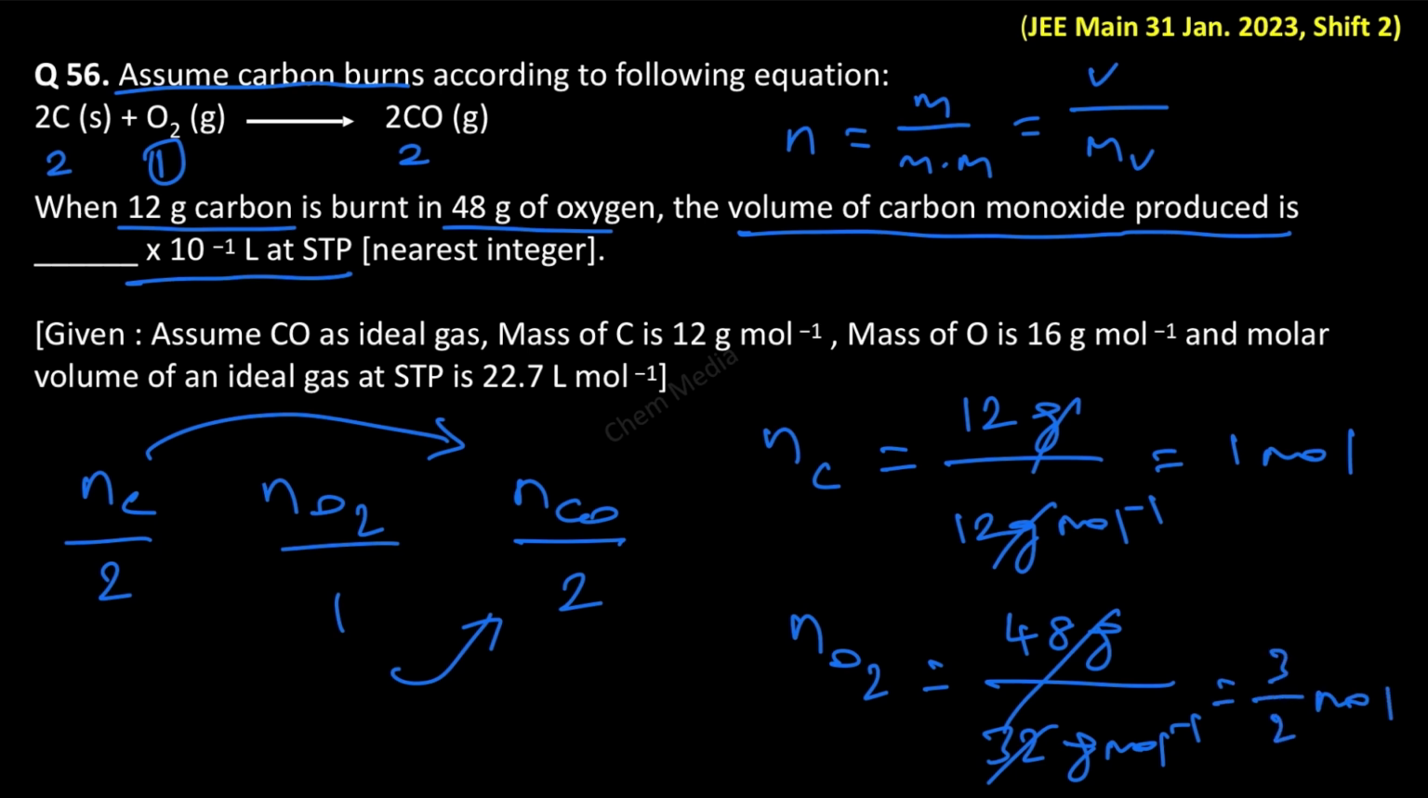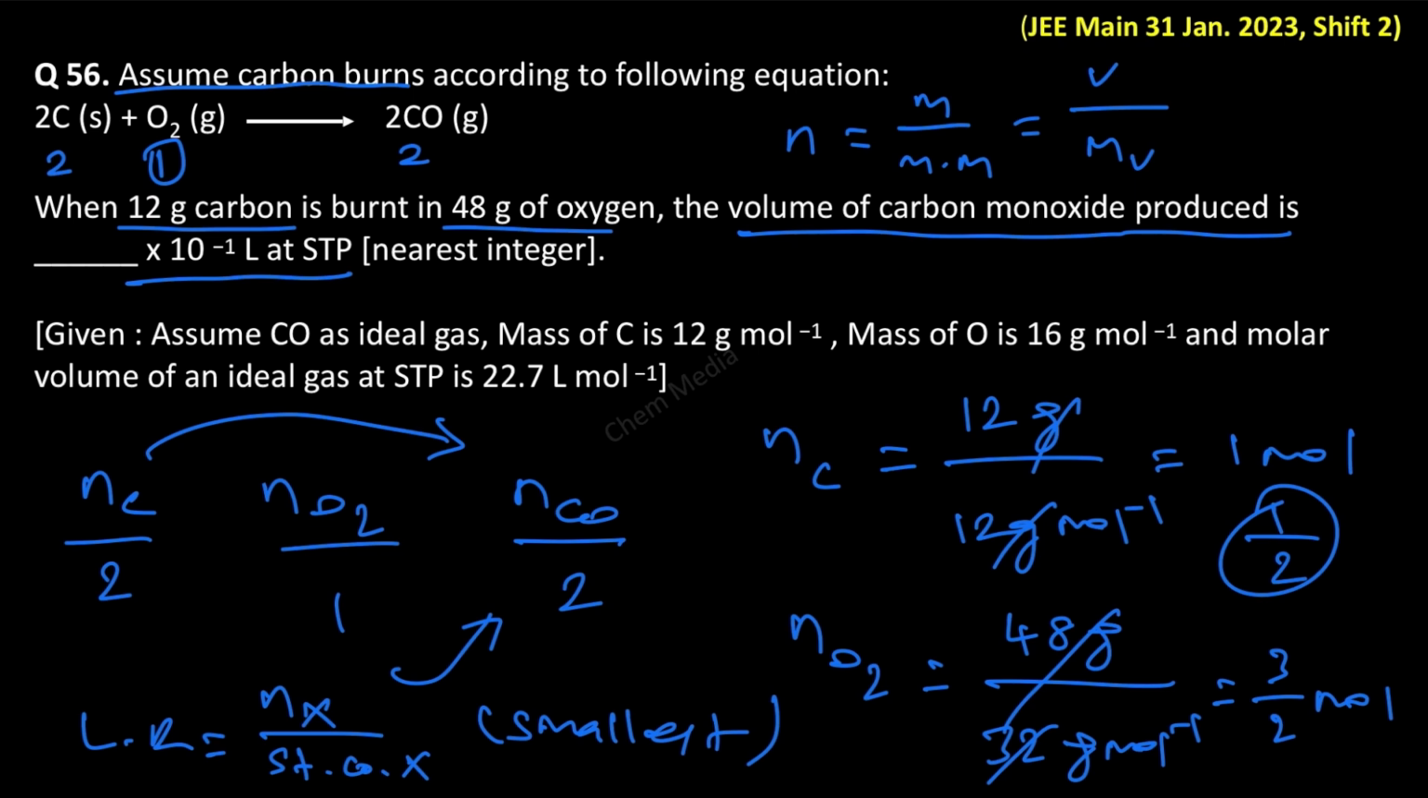Now, which one is the limiting reagent? Limiting reagent is number of moles of X, that is the reactant, divided by stoichiometric coefficient of X, and whichever is smallest out of this is the limiting reagent, isn't it? So, therefore, this will be 1 by 2 and this will be 3 by 2 divided by 1. So, therefore, once again it becomes 3 by 2. This is 1 by 2.